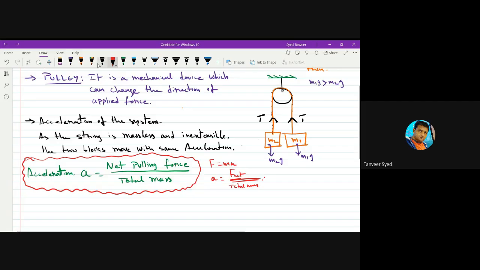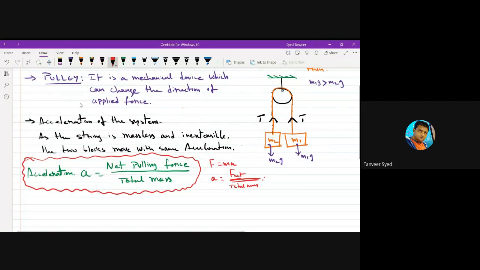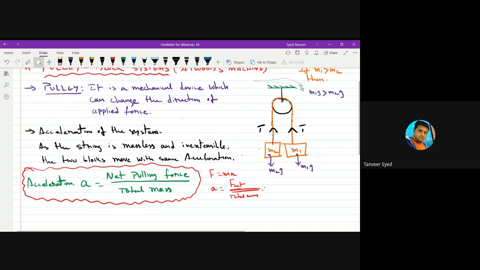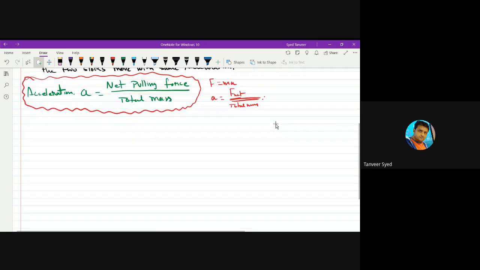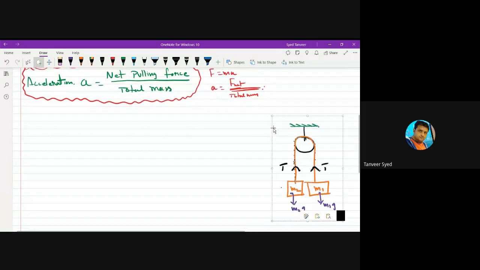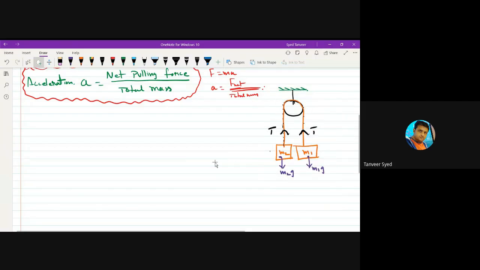Okay. Now, identifying the net pulling force in the given question is what you should understand now to solve questions. Identifying the net pulling force is the key here. Okay. How to identify the net pulling force?